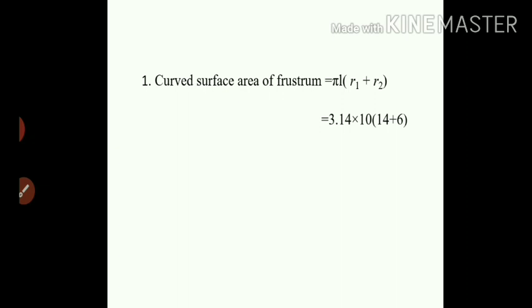So 3.14 remains the same, multiplied by 10 also remains the same, multiplied by 14 plus 6, which will be 20. So now I will simply multiply 3.14 into 10 multiplied by 20. So I get the curved surface area of the frustum as 628 square centimeter.